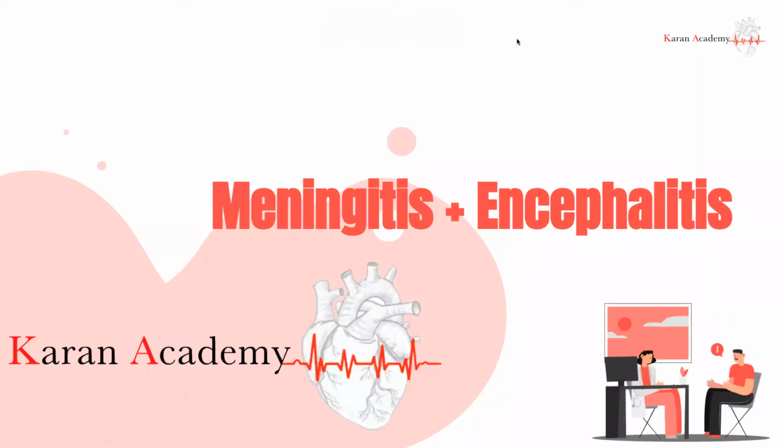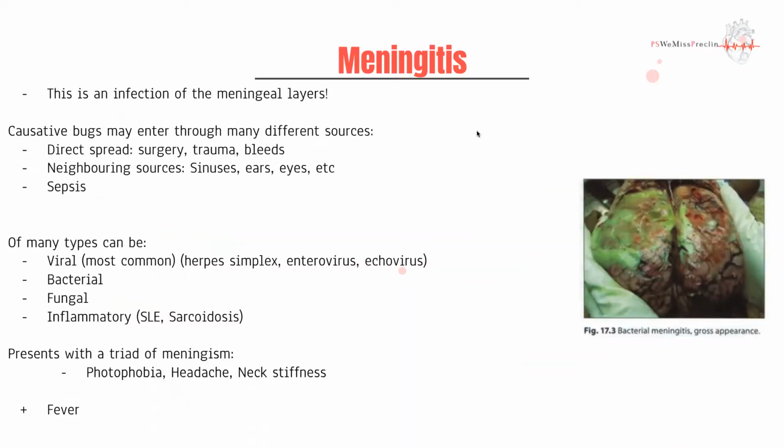Today, we'll be talking about meningitis, encephalitis, and other infections affecting the brain and central nervous system. As the name suggests, it's an infection and inflammation of the meningeal layers. Now, this includes all the three meningeal layers, and that's important to know. So this would be the dura mater, the arachnoid, as well as the pia mater.